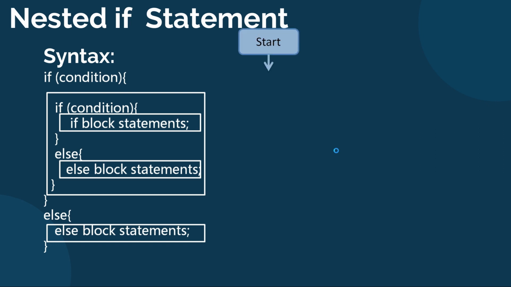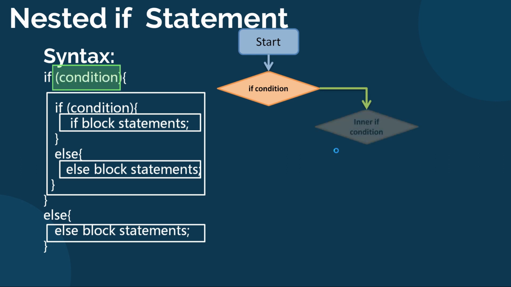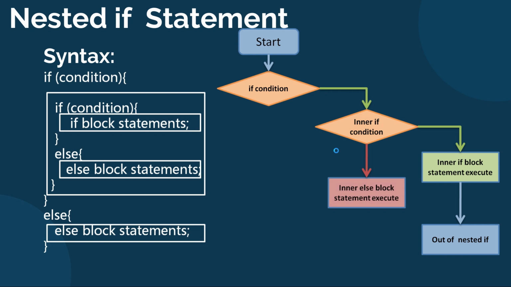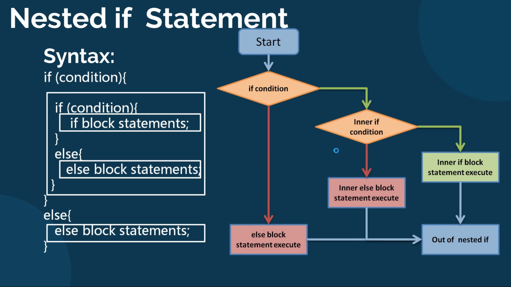So at the starting it will go and check the condition that is present in the if, and if that condition is true it will go into the inner if condition, and if the inner if condition is also true then it will execute the inner if block statements, and then it will come out of nested if. If the condition that is present in the inner if is not satisfied and it is false, then it will go and execute the inner else block statements, and after execution of those statements it will come out of nested if. And if the if condition itself is false in the first place, then it will go and execute the else block statement, and then it will come out of nested if.